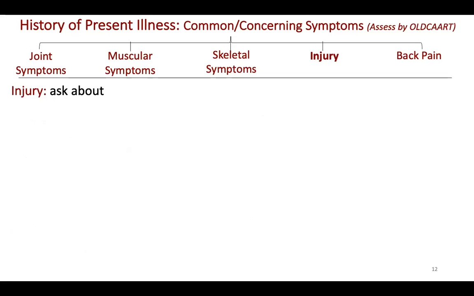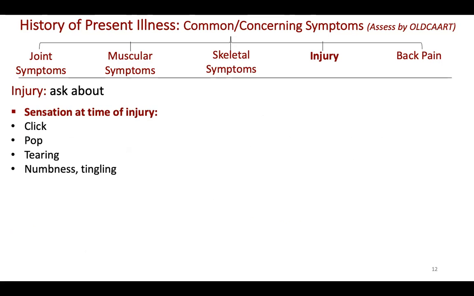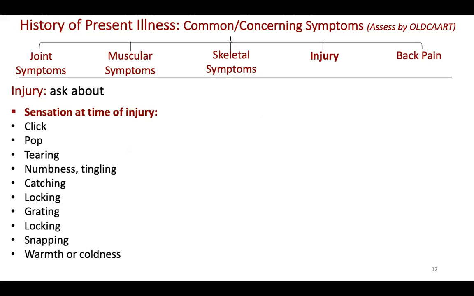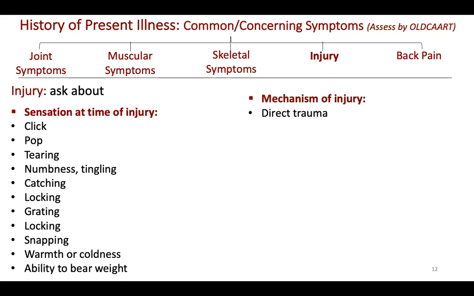Injury. Whenever there is history of injury, you need to take detailed history about this injury. What did it feel like at the time of injury? Did you feel a click, pop, tearing, numbness, tingling, catching, locking, rattling, snapping, warmth or coldness? What exactly happened at the immediate time of injury? And were you able to bear weight after injury, especially for injury in the lower limbs? Mechanism of injury: is it direct trauma, or was it overuse or sudden change of direction?